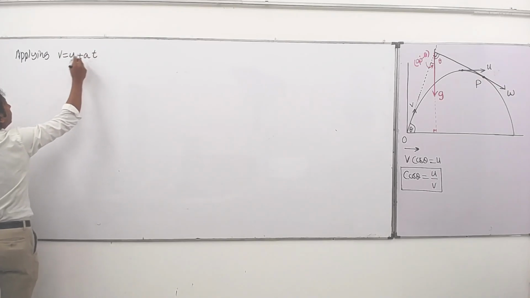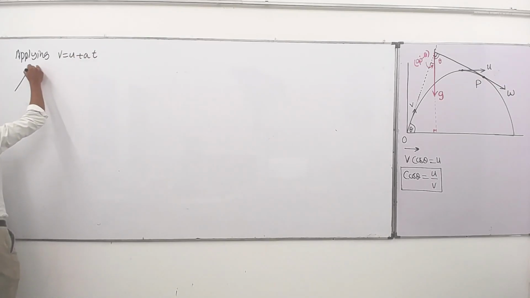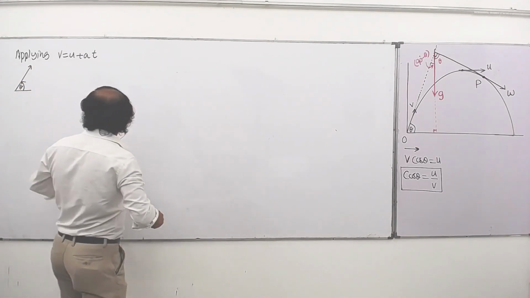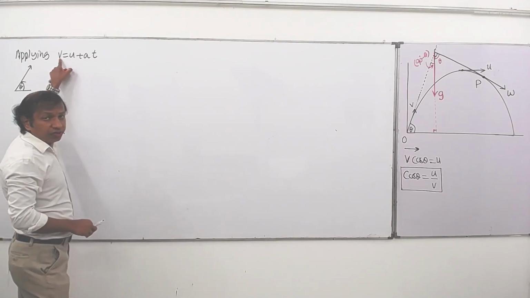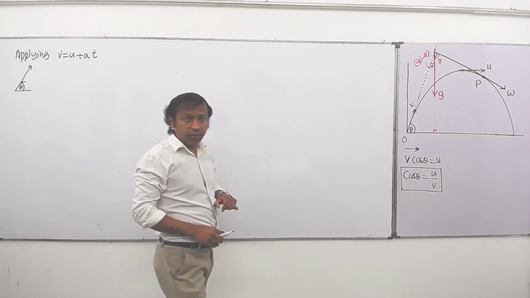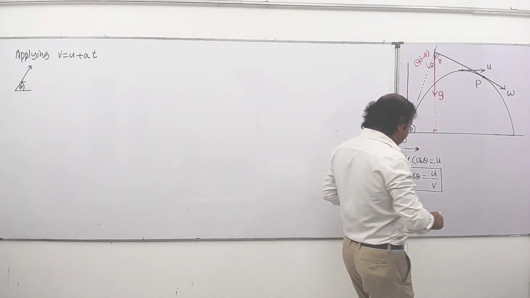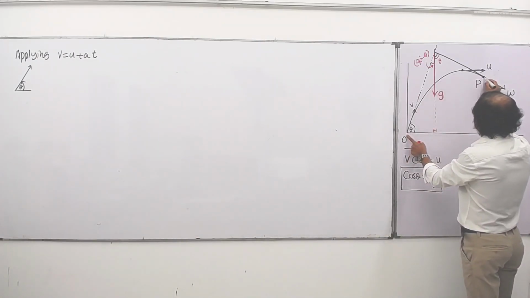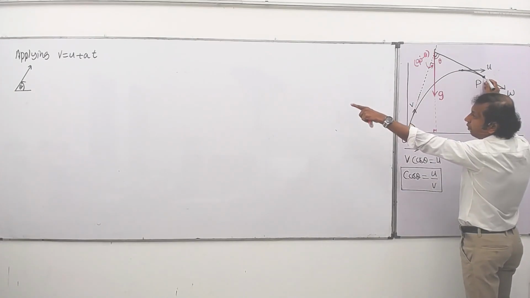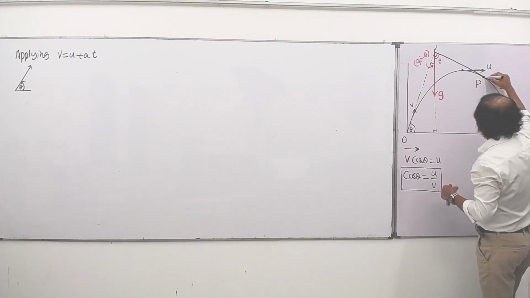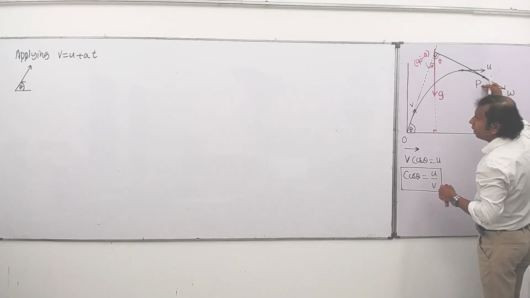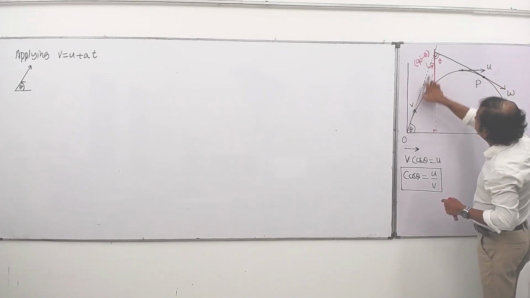Right. First we apply along this direction, that means the initial direction of projection. Here in this equation of motion, V means the final velocity. Since our motion is from O to P, that V means when the particle reaches the point P, the velocity of this particle along this direction, because we apply only to this direction.